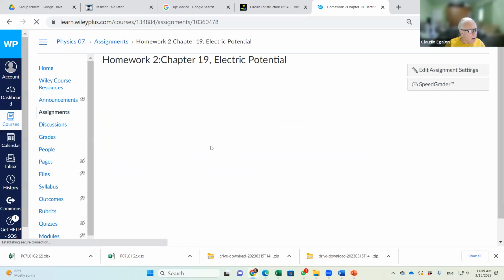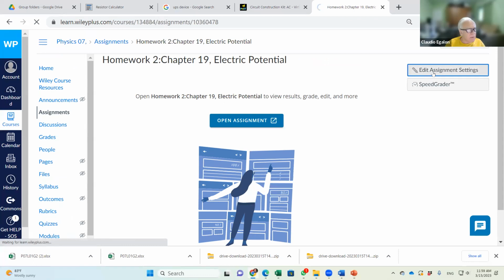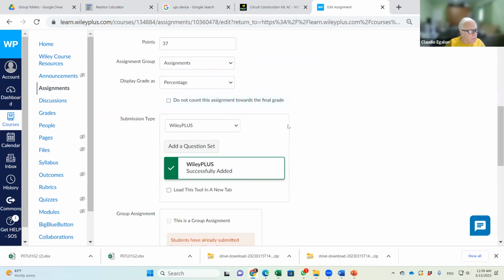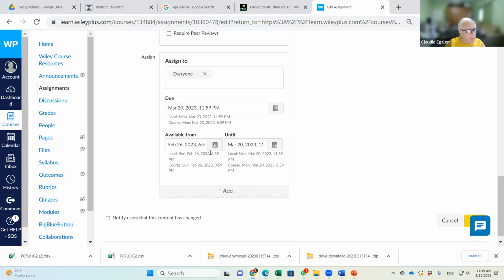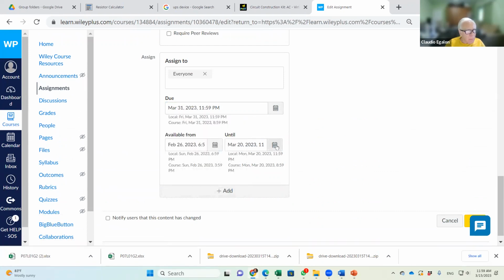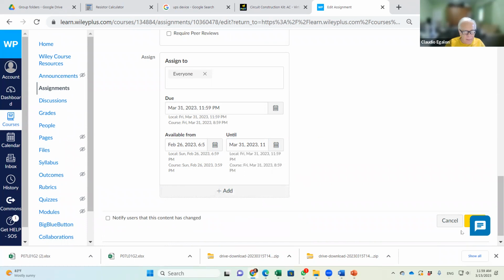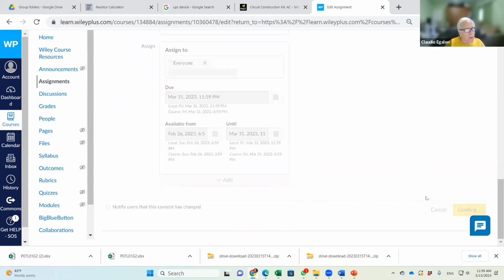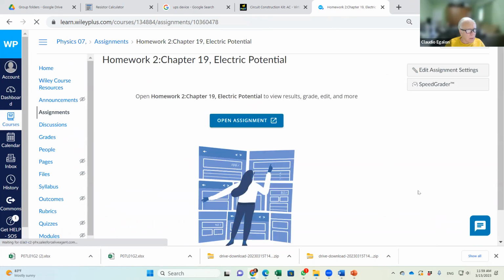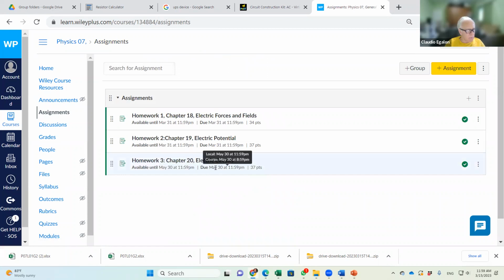Let's see. Edit assignment settings. Okay, available from. Okay, so I'm gonna put March 31st, okay? And I'll put this one March 31st as well, since we already had the exam for this one, right? Okay, now we're in good shape. And let's go back to the assignment. Okay, yeah. See, this one I put there at the very end of the course. 31st, 31st. Okay.